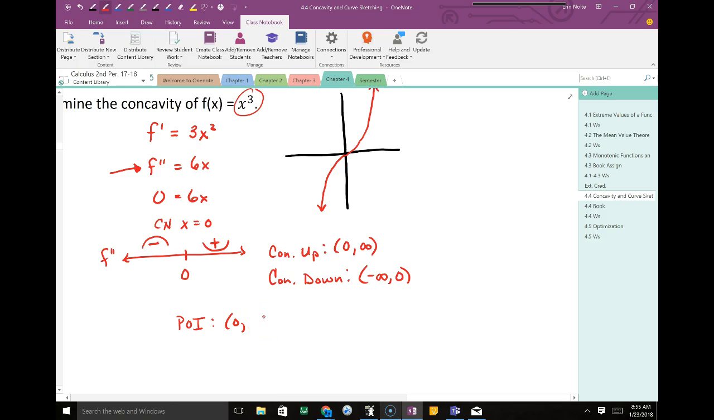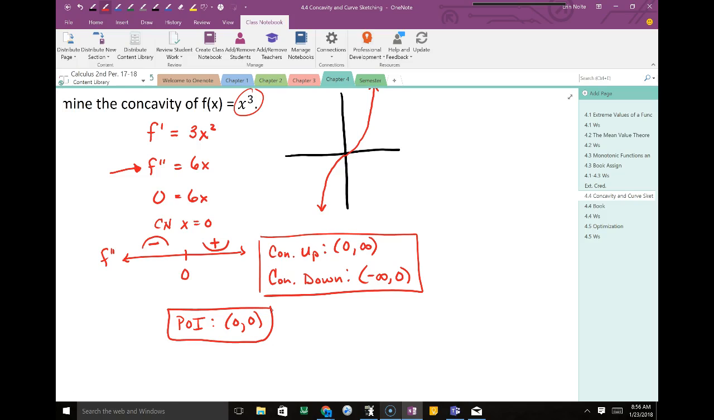Okay, so we know the x value. How do I find the corresponding y value of this? You have to plug it back into your original. If I plug it back into the original, would you agree that I get 0? So those are the 3 pieces that you're basically doing today: we're finding intervals of concavity and points of inflection.